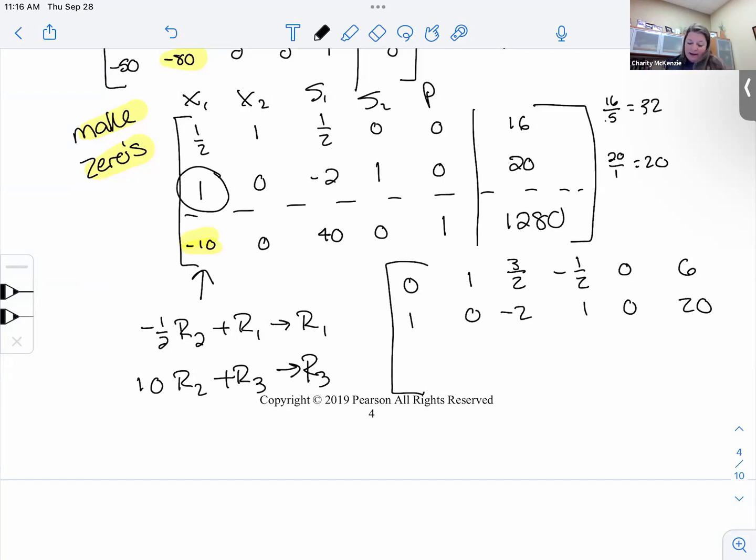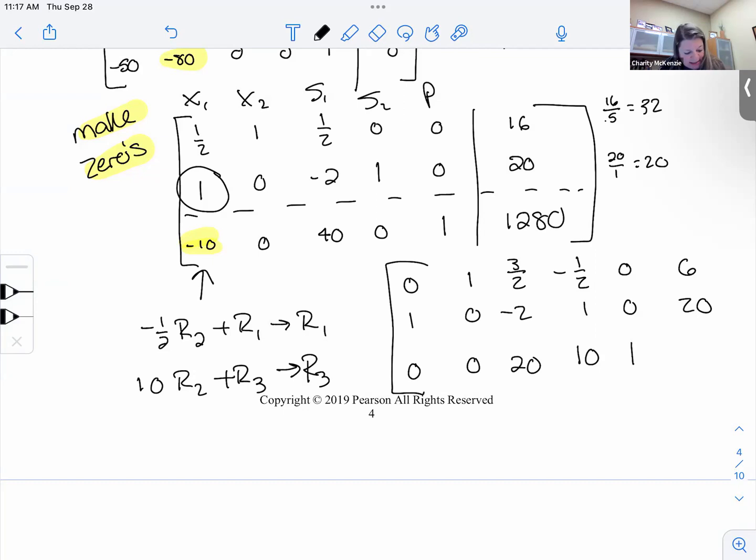Okay. And then the -10, now let's do 10 times the middle, add to the bottom. So 10 times all of these, add to the bottoms. So 10 times 1 is 10 plus the -10 is 0. 10 times 0 plus 0 is 0. 10 times -2 is -20 plus 40 is 20. 10 times 1 is 10 plus 0 is 10. 0 times 10 plus 1 is 1.